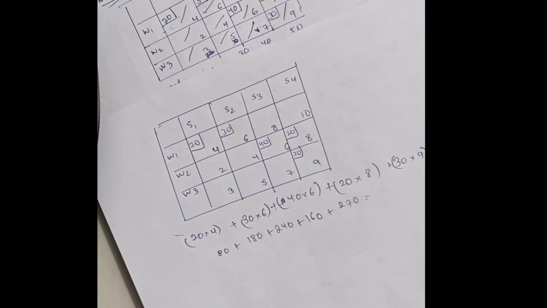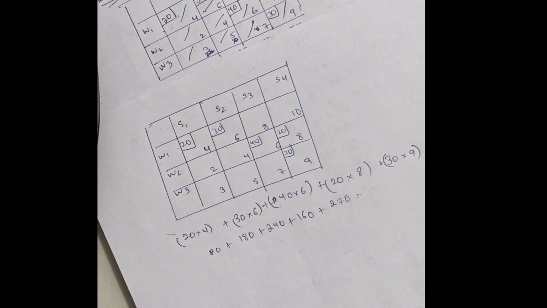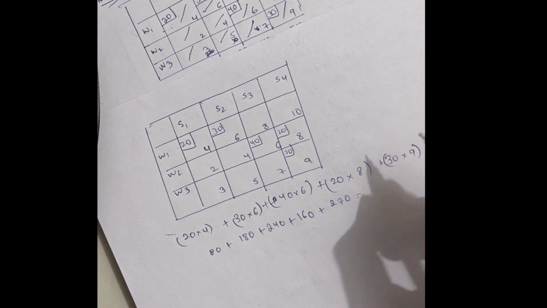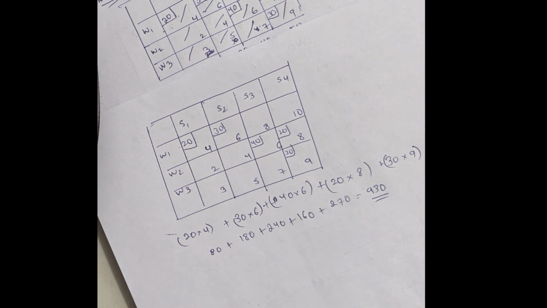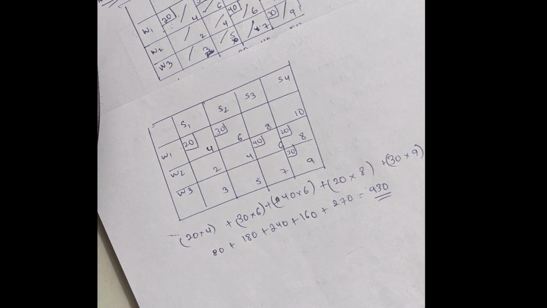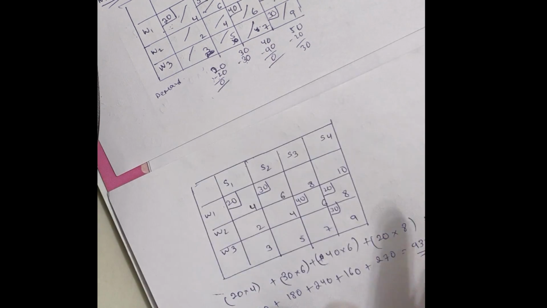So the cost of the initial basic solution, what is it after adding this? We got 930. So 930 is the initial feasible solution. Okay, so after that what we have to do? This is the NWCR method, northwest corner rule. Okay, it's done. So what is the second one we have discussed?